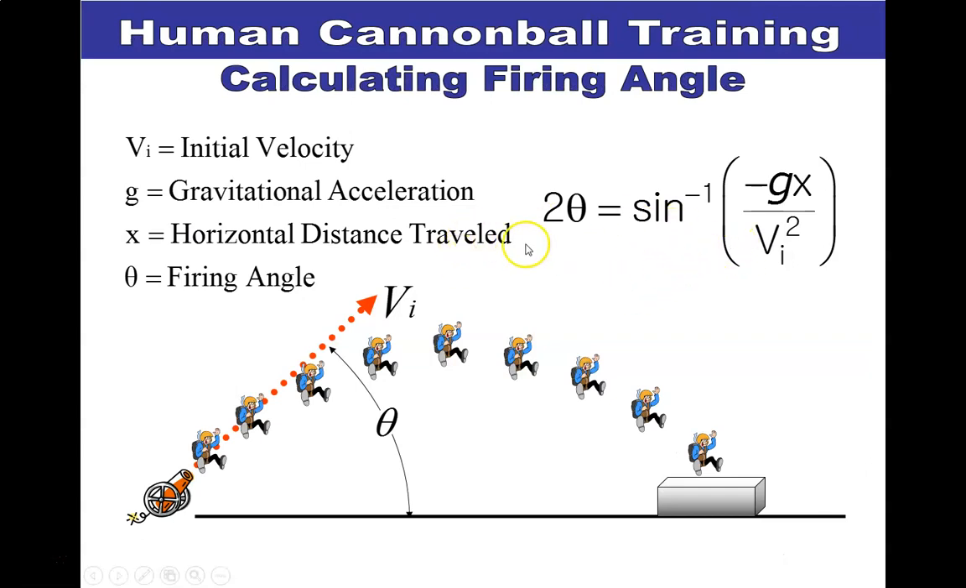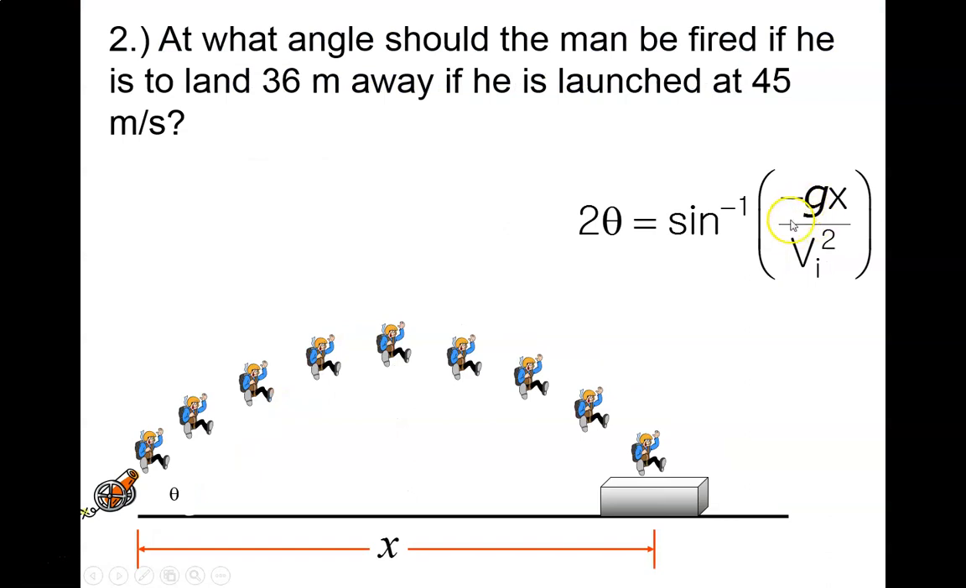The third form of the equation is solved for theta. I guess more specifically 2 theta. So if you're trying to figure out the angle that you need to fire, then this is the form of the equation that you want to use. We've got to use the inverse sine function here, but other than that, it's pretty much the same.